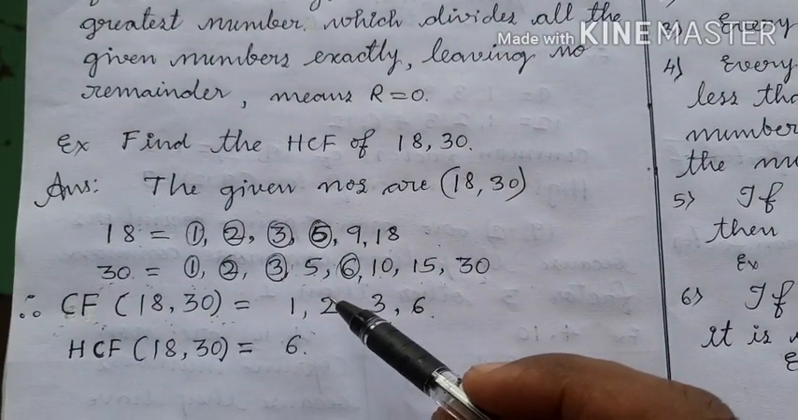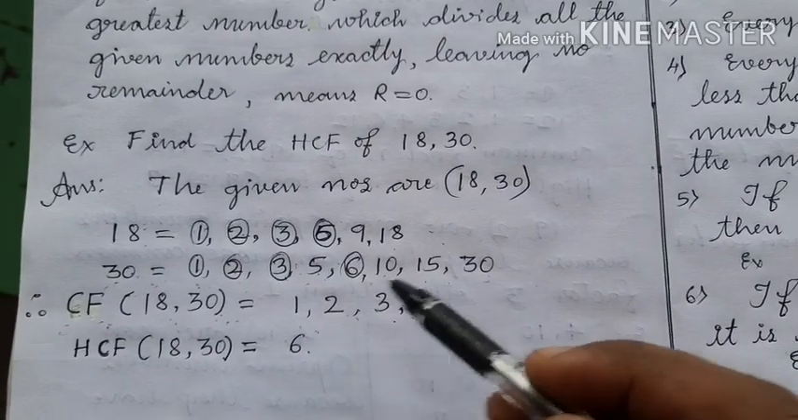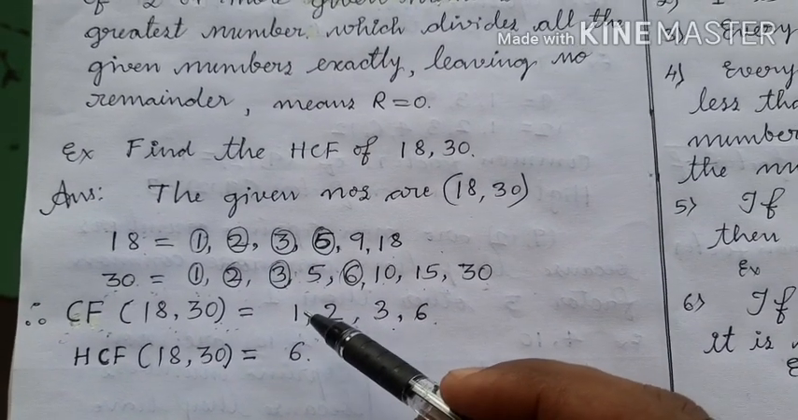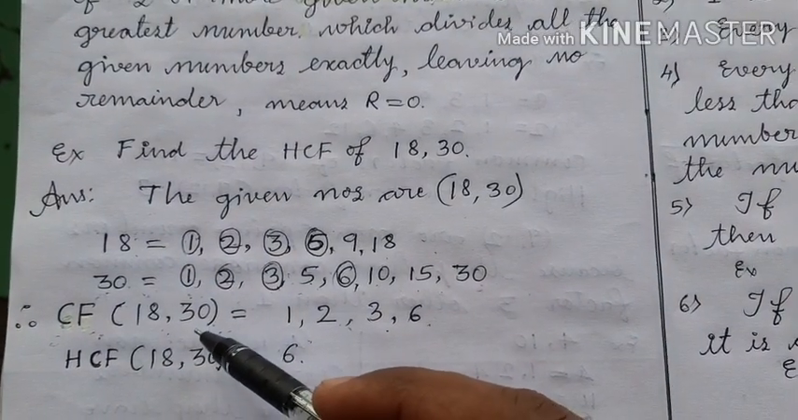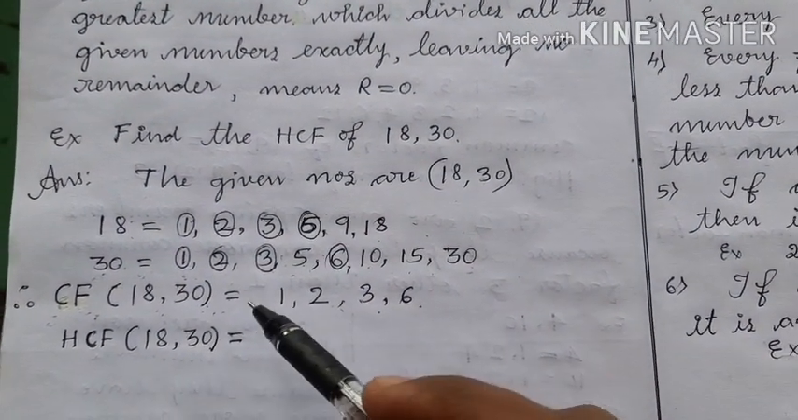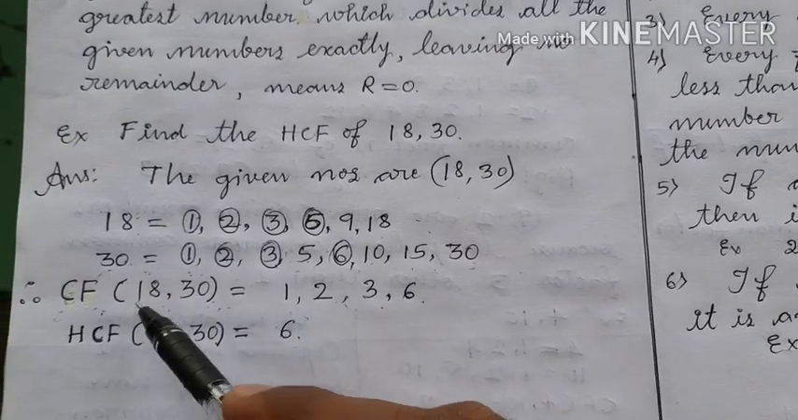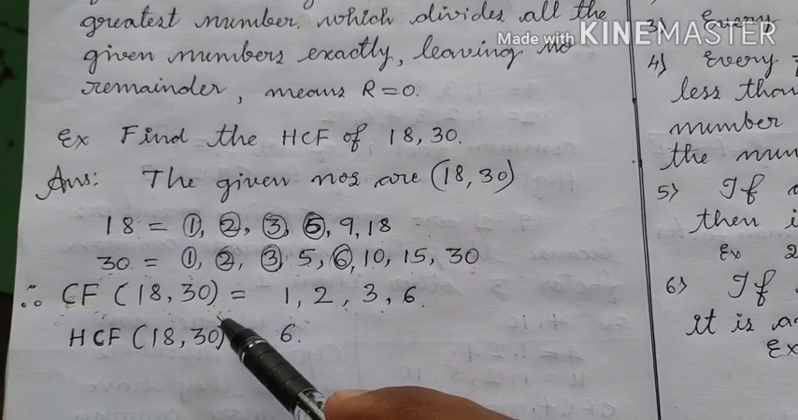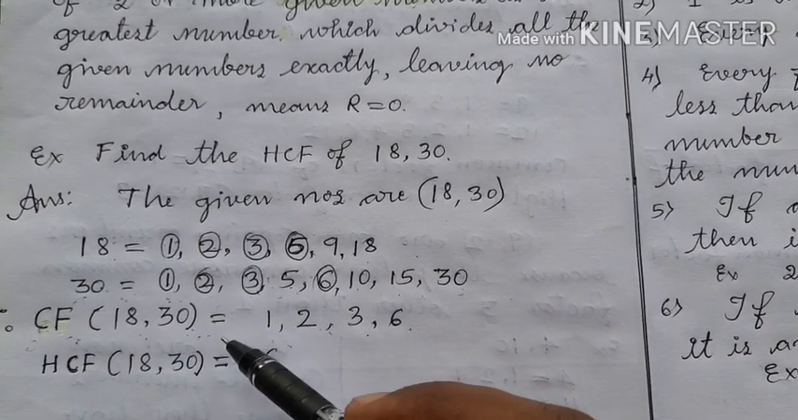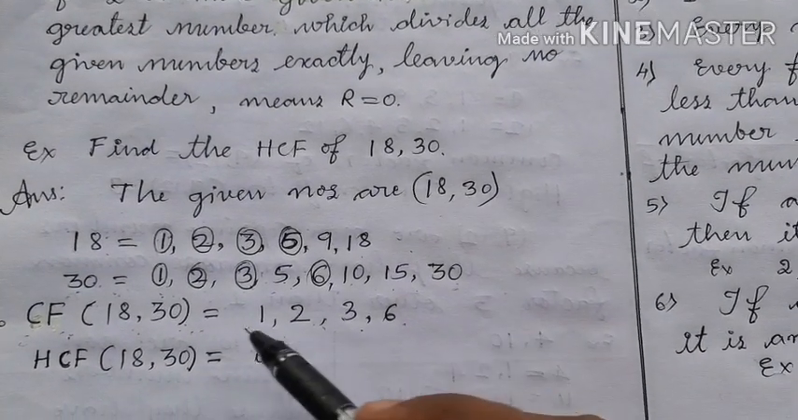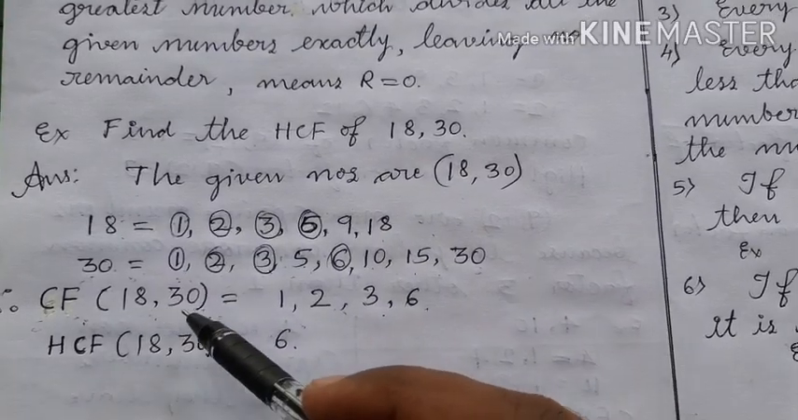What do we mean by common factor? A common factor is a number which divides both the numbers exactly, leaving remainder 0. Take these numbers and divide both the numbers. At the end of the division, all these numbers will leave the remainder 0. That is why these numbers are the common factors of 18 and 30.